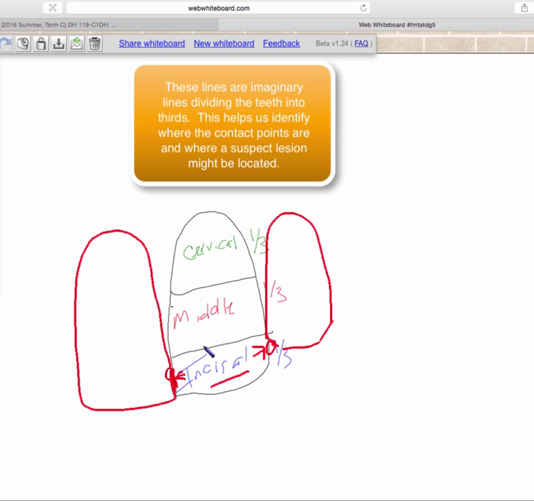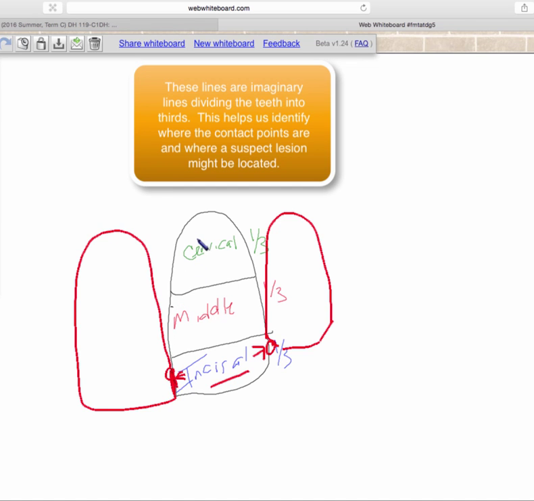So the first thing I want to show you is this incisal third, middle third, cervical third. It's important to know where these imaginary lines are. Again, all you're doing is just dividing things into thirds. So it's imaginary lines. And then it's important to know these just because that's where our contact points are.